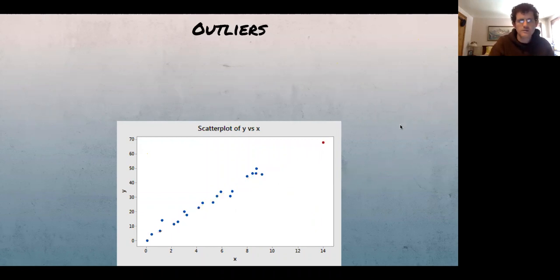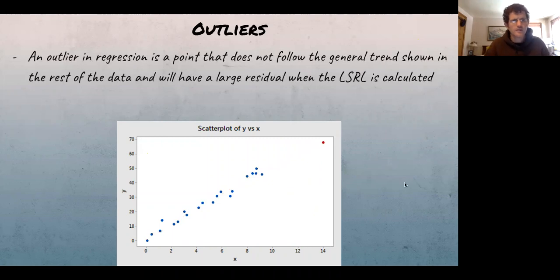Outliers. So we would consider an outlier to be a point that does not follow the general trend line shown in the rest of the data, and it's going to have a large residual when the least squares regression line is calculated. So you can pick those out really well on a residual plot. If you had a residual plot and a bunch of points, your outlier is going to sit somewhere off of that.